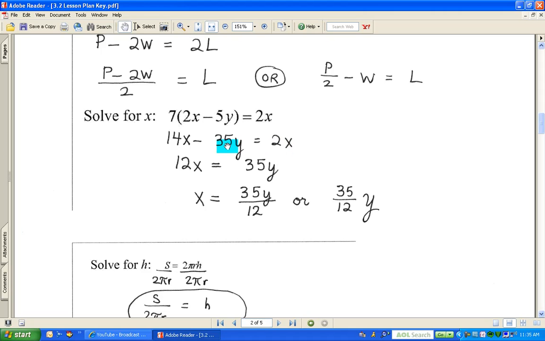Okay, what I'm going to do next is I'm going to get the x's on the left and move the y's over on the right. I'm solving for x. So the negative 35y on the other side becomes 35y. When I subtract 2x, 14 minus 2x is 12x. To finish, when I divide by 12, I have x is equal to 35y divided by 12. And another way to write this, recognize that the 35 over 12 could be written as a fraction in front of the letter y. They both mean the same thing. For example, if you wrote x over 2, that would be the same as writing 1/2 x.